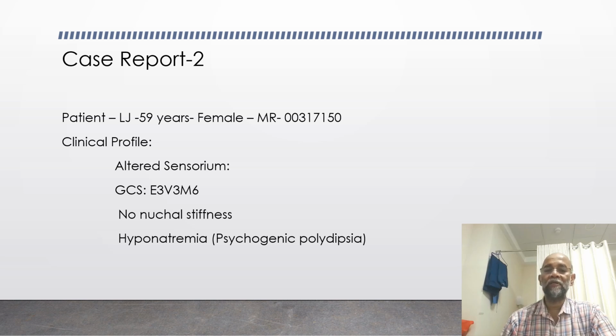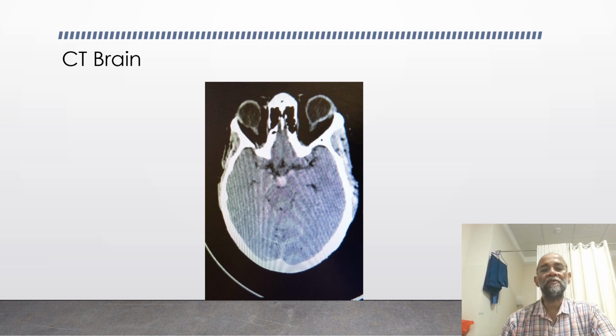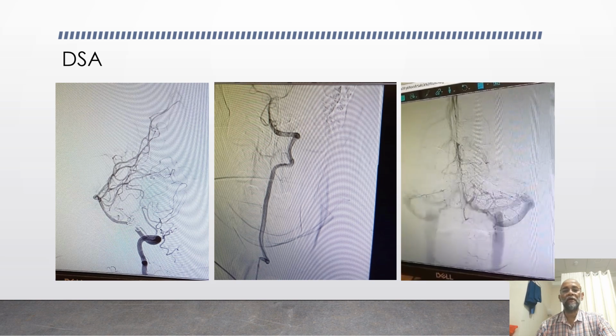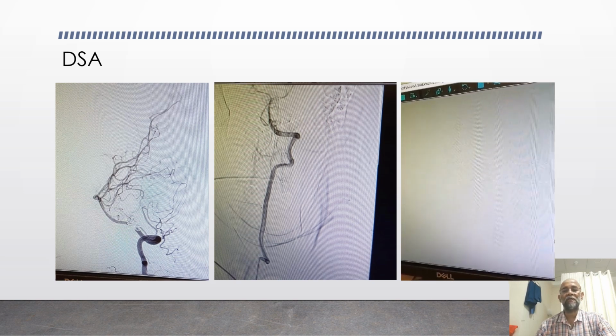She had no nuchal stiffness, but she had hyponatremia. Her husband used to complain that she consumed large amounts of water every day. This is a CT scan of the brain, which shows a comparatively small pre-mesencephalic subarachnoid hemorrhage. Digital subtraction angiography again did not demonstrate any aneurysm.